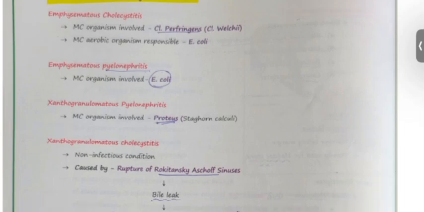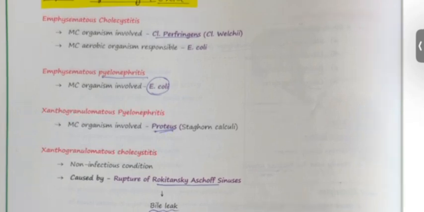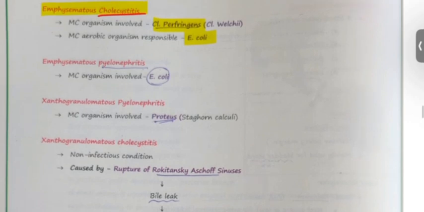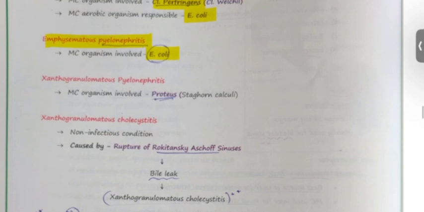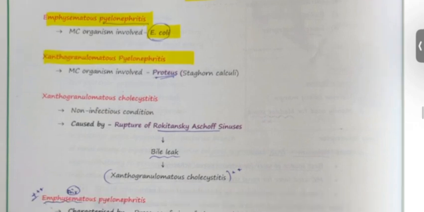There is a similar analogy where these infections are correlated with infections of the gallbladder and common bile duct. Emphysematous cholecystitis is an infection of the gallbladder where the most common organism involved is Clostridium perfringens, and the most common aerobic organism is E. coli. Similarly, there is emphysematous pyelonephritis, where the organism most commonly involved is E. coli. Similarly, there is xanthogranulomatous pyelonephritis, where the most common organism is Proteus, which yesterday we studied in relation to triple phosphate calculi or staghorn calculi.